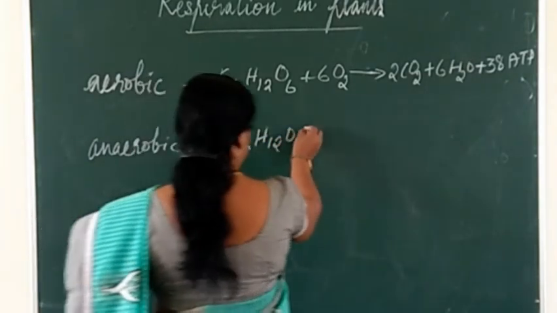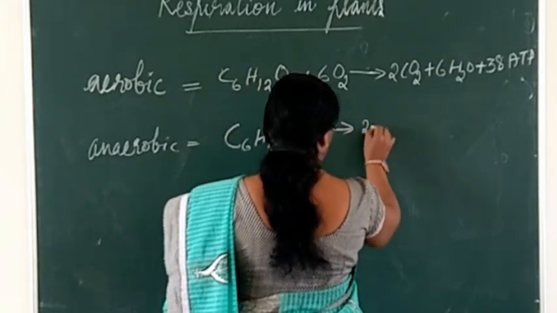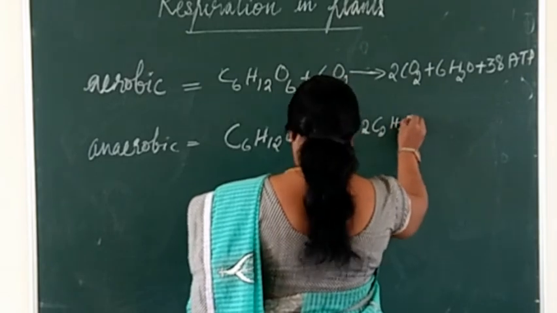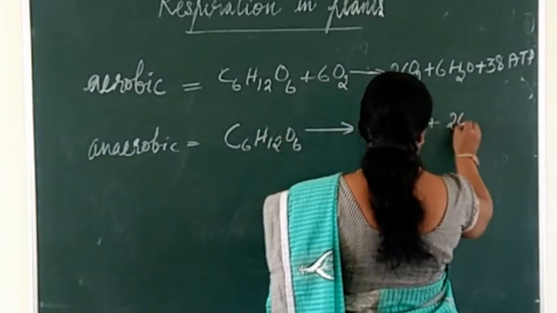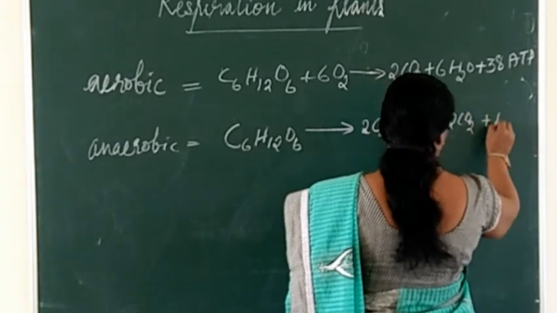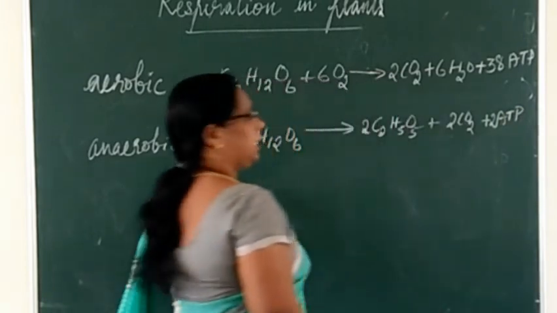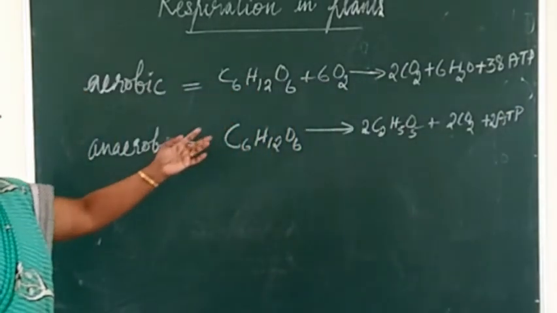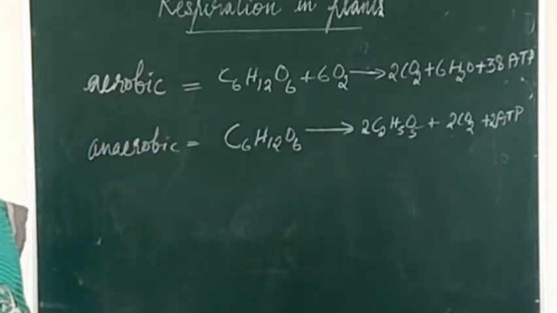C6H12O6 gives 2C2H5OH plus 2CO2 plus 2 ATP. This is an equation to represent anaerobic respiration. What is the difference? Compare these two equations. What difference can you see?